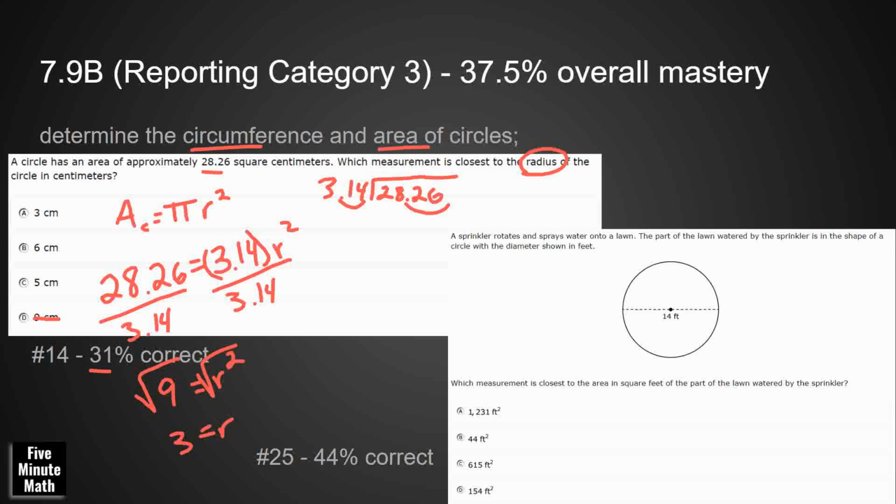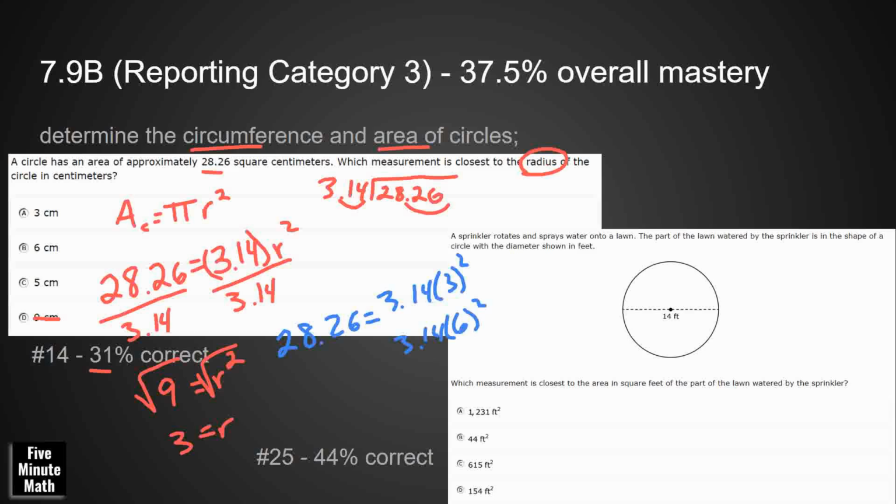Now, that could work. Another perfectly legitimate option on this particular problem, since it has the 4 options, is the plug and play, or the estimation, right? So you just say 28.26 equals, and then start substituting. 3.14 times 3 squared. Okay, 3.14 times 6 squared.